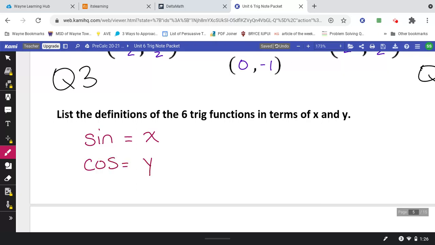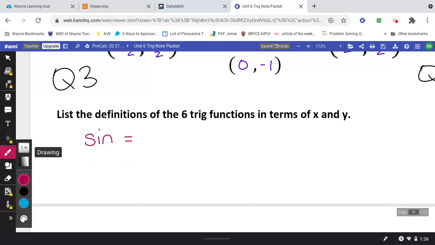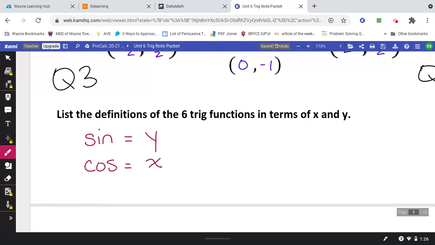Cosine is Y. Oops, excuse me, I messed that up. Apologies. All right, here we go. Let's try that again. Sine is Y. Cosine is X. And tangent is Y over X. Thanks for being patient as I corrected my mistake.